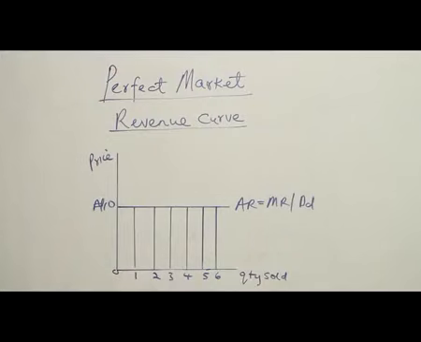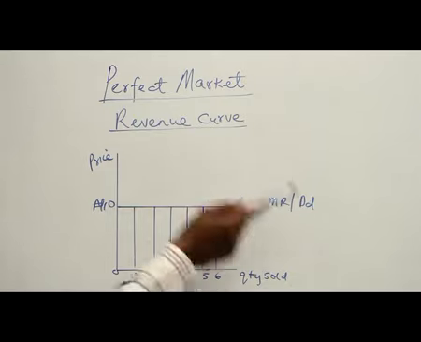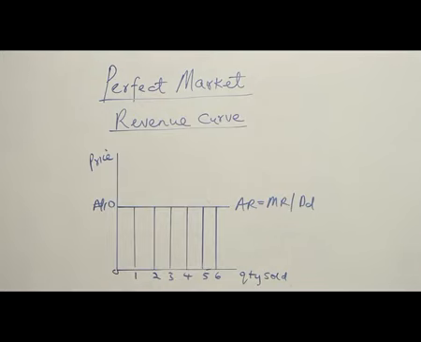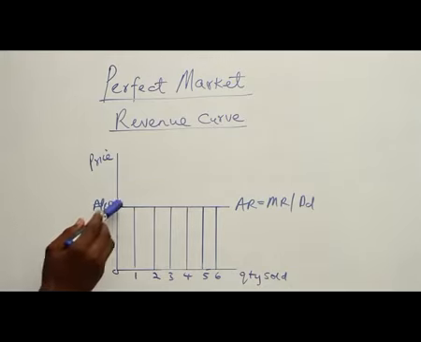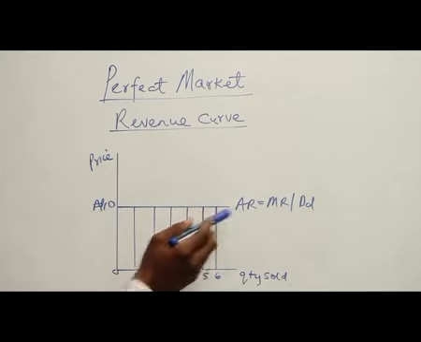I haven't explained revenue schedule under perfect market. Let us look into the perfect market revenue curve. And under revenue curve, we are interested in average revenue and marginal revenue. So we ignore total revenue when we want to analyze. Now, when you look at the diagram very well, you see this horizontal curve.